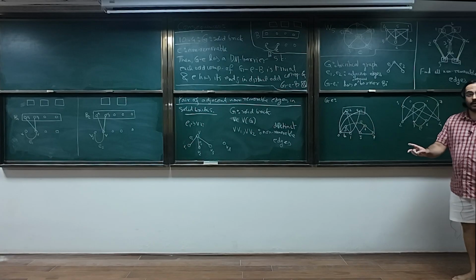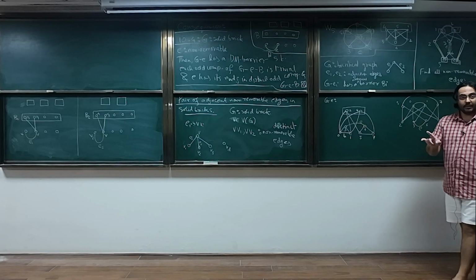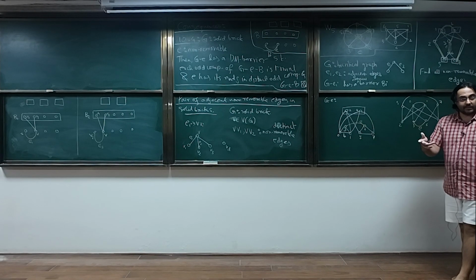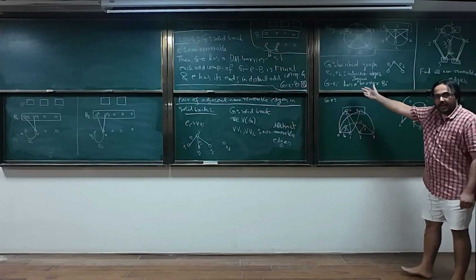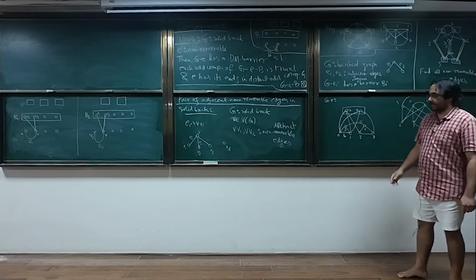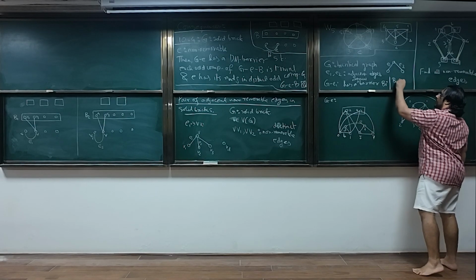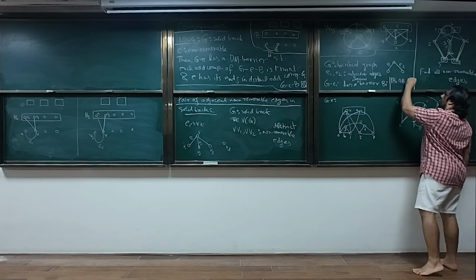Remember, G is bicritical. Therefore, G should not have non-trivial barriers. But G minus Ei may have non-trivial barriers. My question is, what can you say about this quantity?